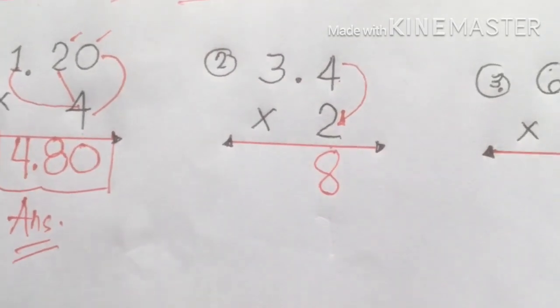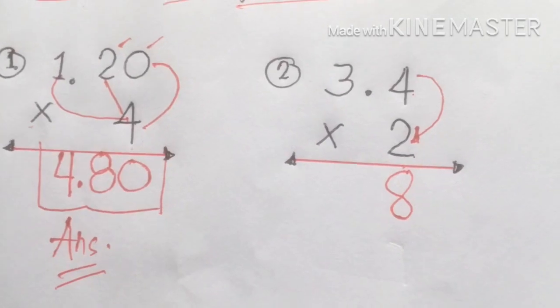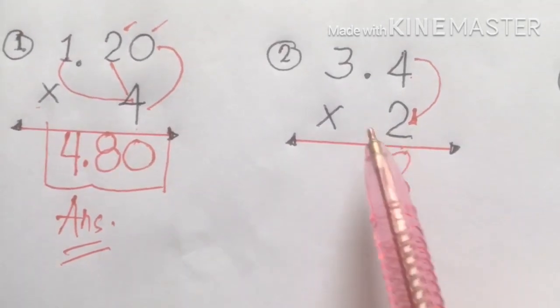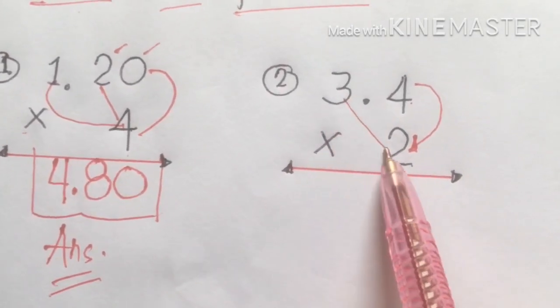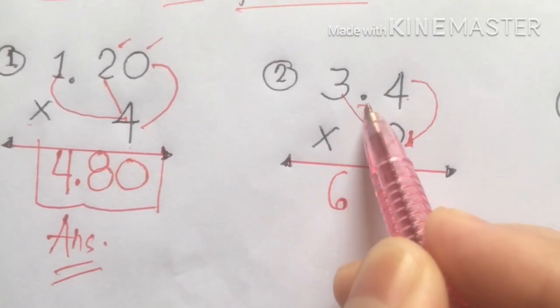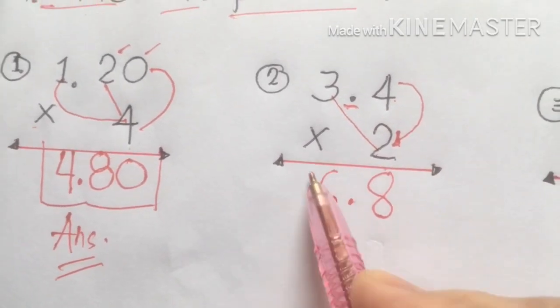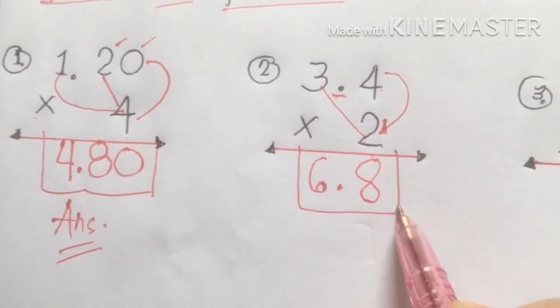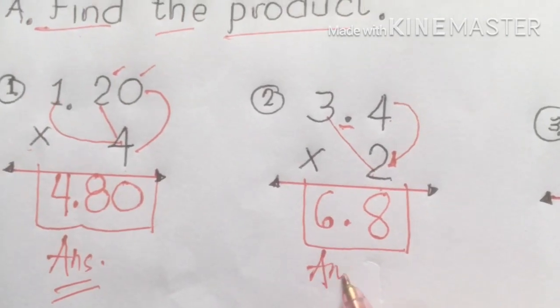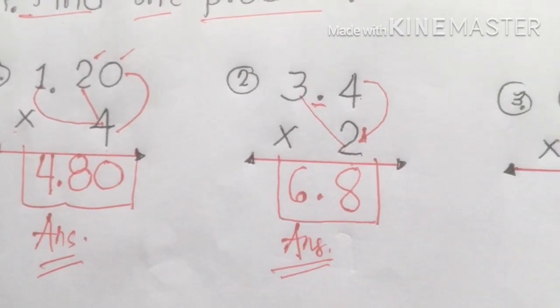Note, class, you have to memorize the multiplication table so that it's easy for you to answer. Multiplying number. Next, 3 times 2. The answer is 6. Just copy, class, the decimal point. So it's only one place. So our answer is 6.8. This will be our answer for number 2.